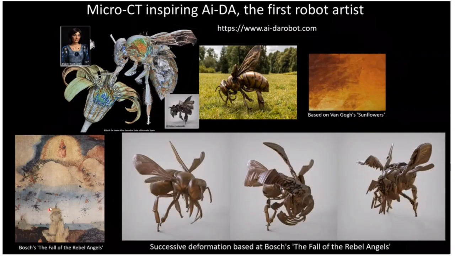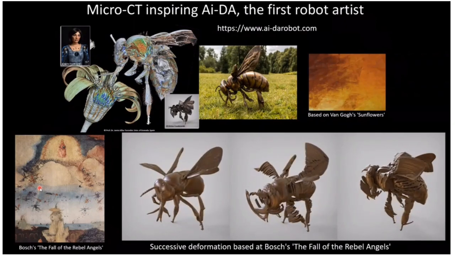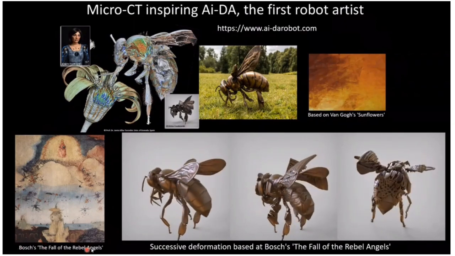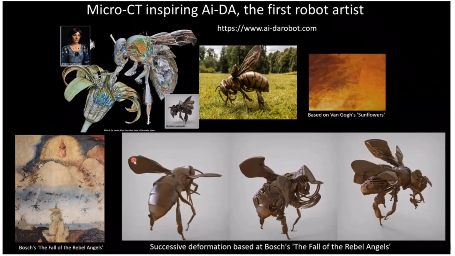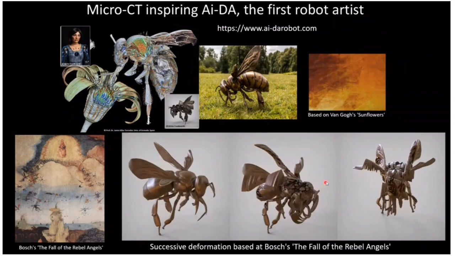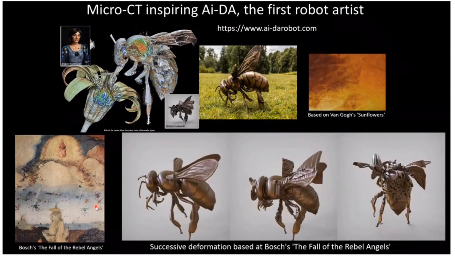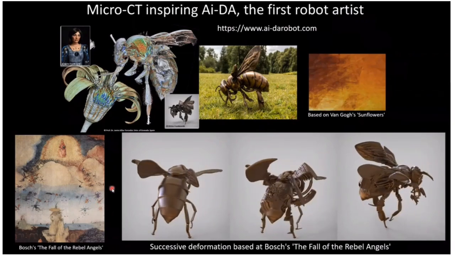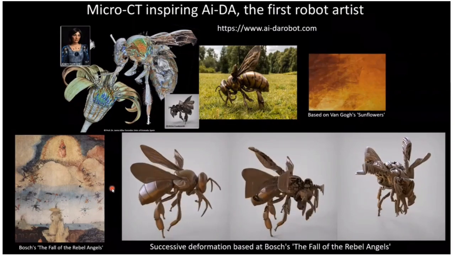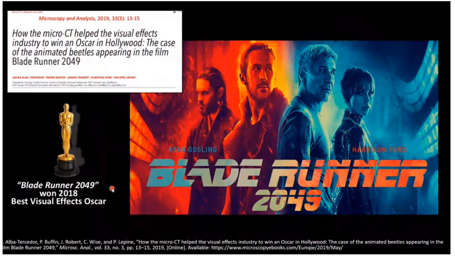Or even they showed her the painting The Fall of the Rebel Angels, and she interprets this honeybee in a different way, deforming it as the angel falling down. So isn't it amazing that my work has been inspiring a robot in Oxford? And probably the most strange and exciting thing for me, which I didn't know, was that I collaborated in a very marginal way with the film Blade Runner 2049.